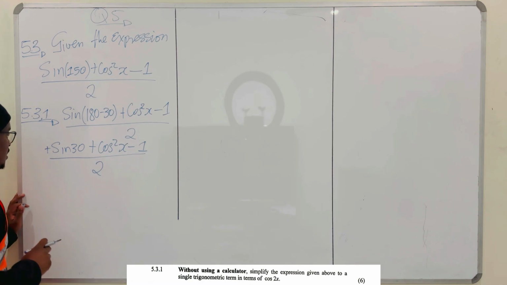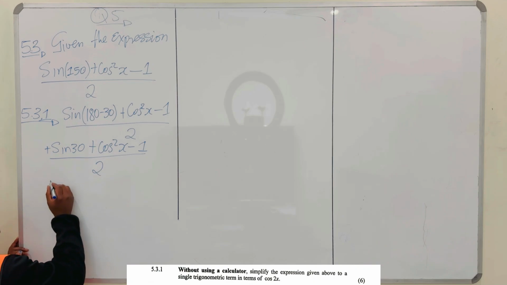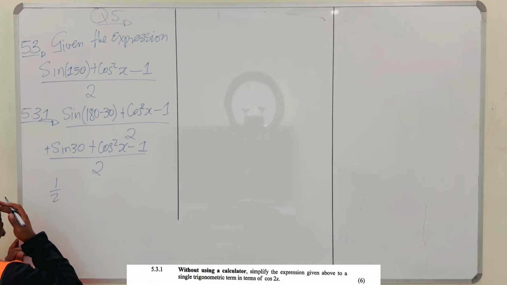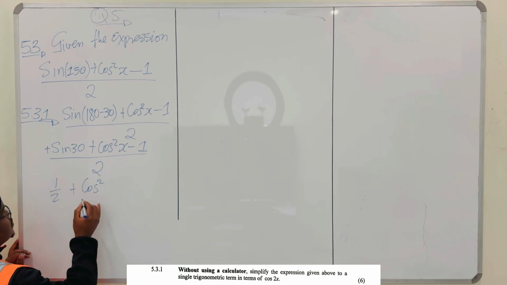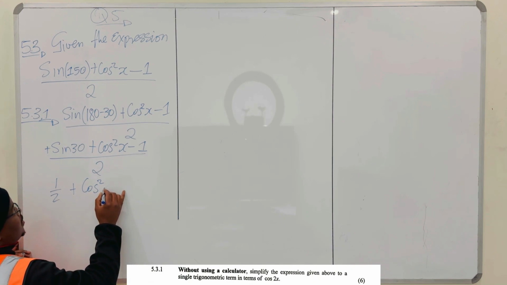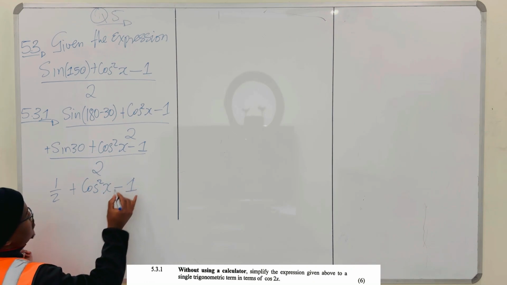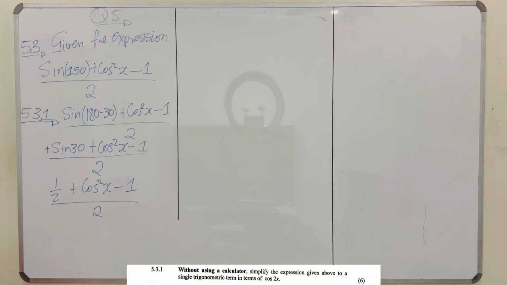So what is sine of 30 degrees? Sine of 30 degrees is a special angle. So sine of 30 degrees is equal to a half. So it's a half plus cos squared... is a half, right? Plus (cos squared x minus 1) all over 2. That's what you have. So what do we do?